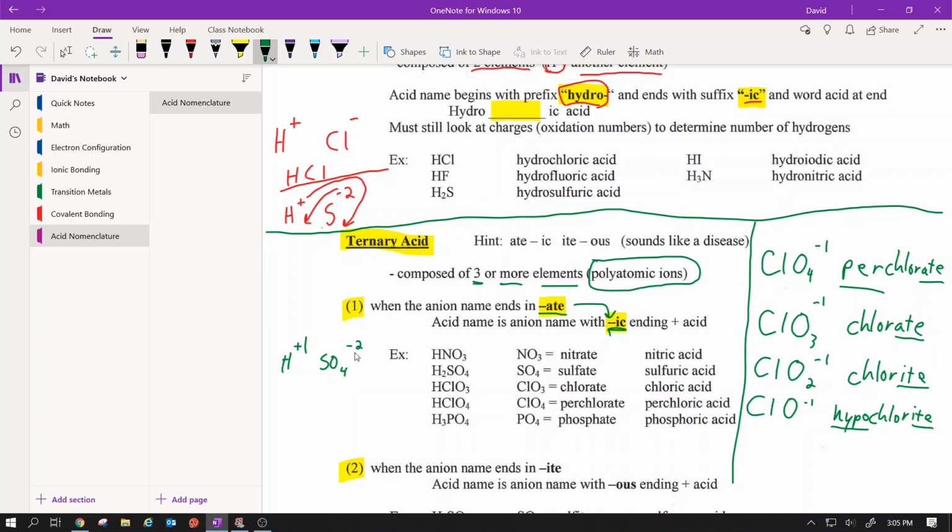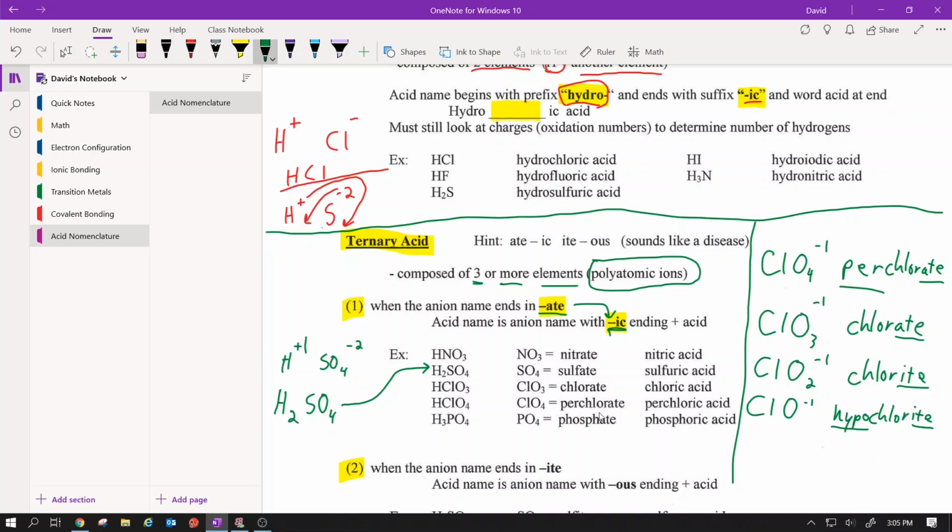So the SO4 has a -2 charge. The hydrogen has a +1 charge. That means we're going to need a pair of hydrogens in order to provide enough electrons for the sulfate to accept. All right. So H2SO4, and sure enough, since it's an ate, that's going to be sulfuric acid.